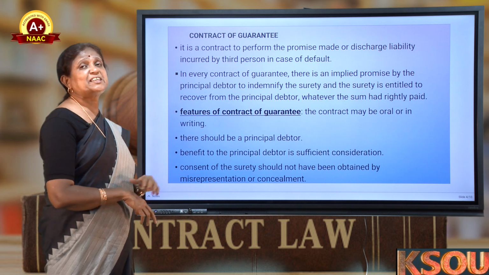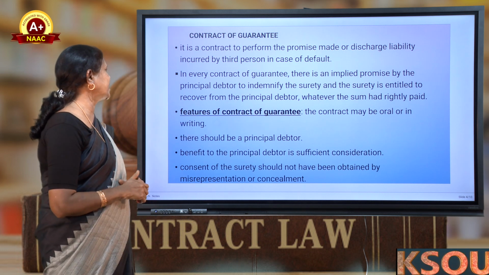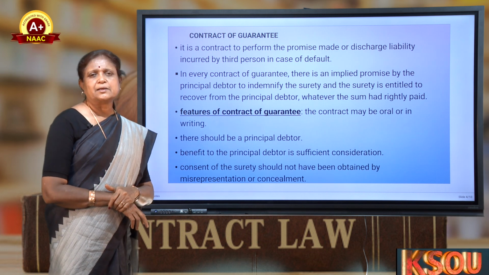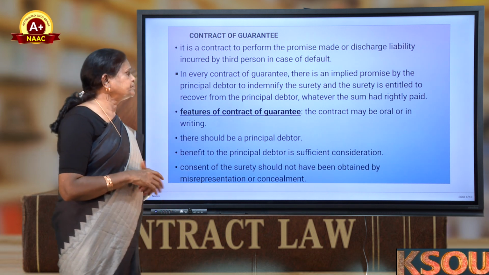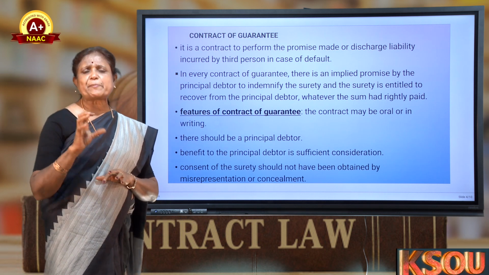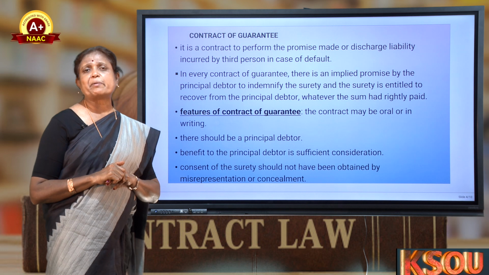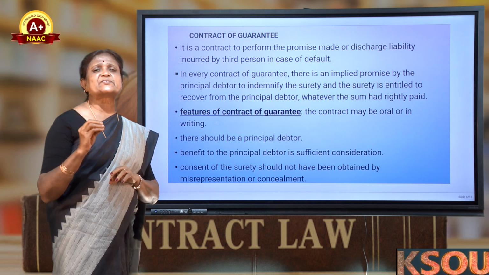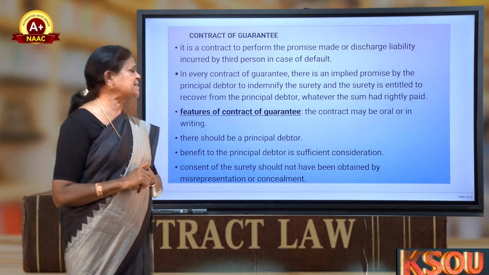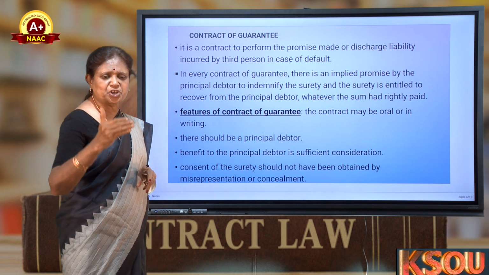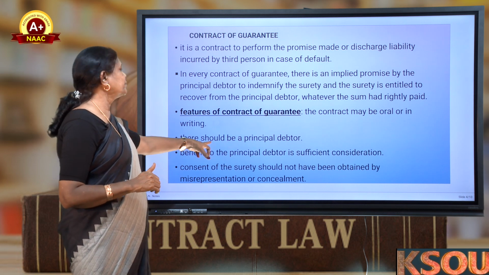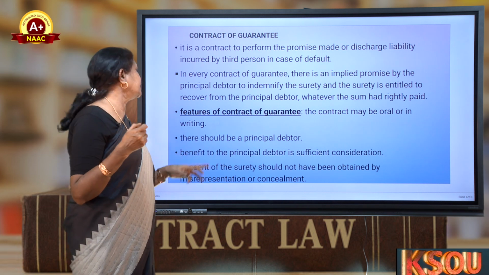So what are the essential features of a contract of guarantee? The contract may be oral or in writing. The best example of this contract of guarantee is the bank loan. If a person wants to take a loan from a bank, the bank always asks for a surety. So he has to sign some documents. He stands in a fiduciary relationship with the creditor as well as with the principal. So the contract may be oral or in writing.